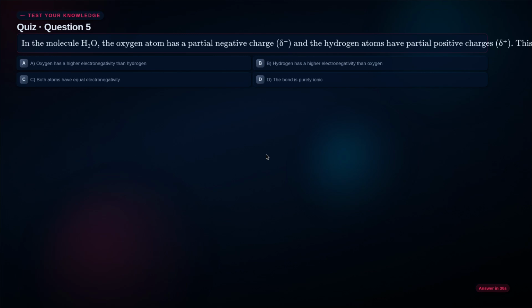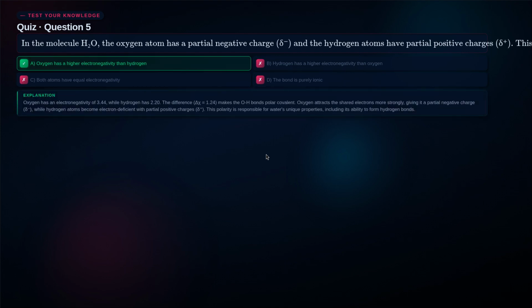Quiz question 5. In the water molecule, the oxygen atom has a partial negative charge, and the hydrogen atoms have partial positive charges. This is because A, oxygen has a higher electronegativity than hydrogen. B, hydrogen has a higher electronegativity than oxygen. C, both atoms have equal electronegativity. Or D, the bond is purely ionic. The correct answer is A. Oxygen has an electronegativity of 3.44, while hydrogen has 2.20. The difference of 1.24 makes the OH bonds polar covalent, with oxygen attracting electrons more strongly.